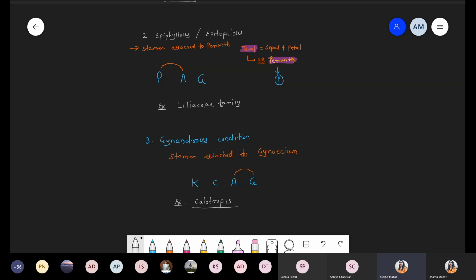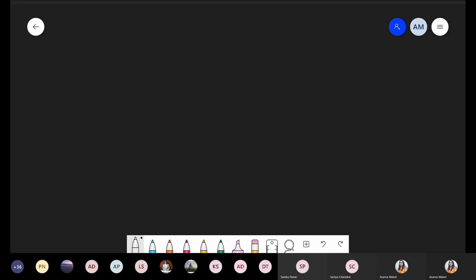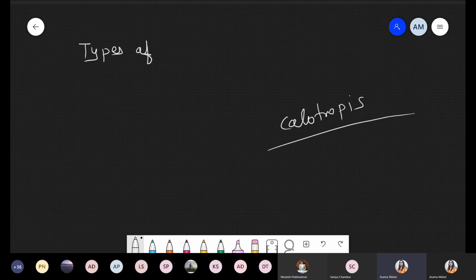Okay, chalo. Last point about the androecium. We are talking about types of androecium depending upon the length and arrangement. Ma'am, what was the example? Calotropis.